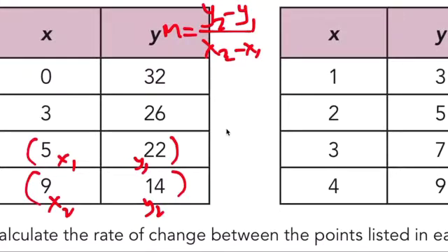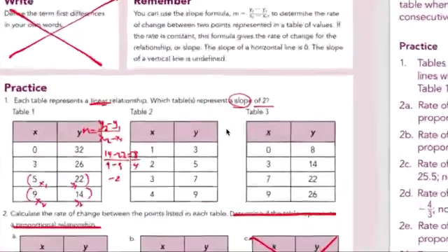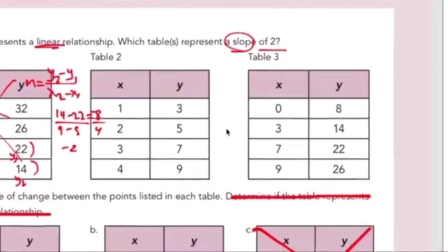So 14 minus 22, which is negative 8, right, over 9 minus 5, which is 4, that's a negative 2. That's a negative 2, so table 1 isn't it.